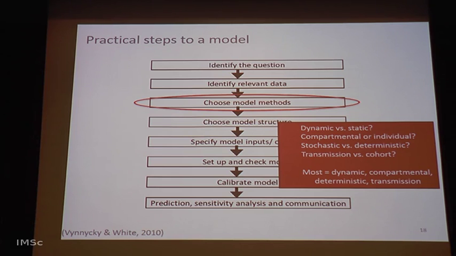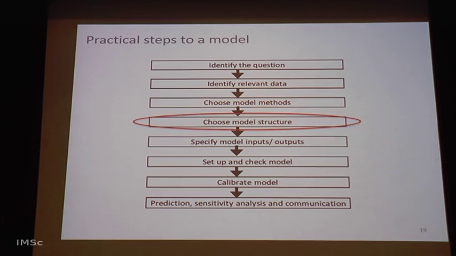Okay, so you've thought of your question, you've thought of the data that you're going to use, you've thought of the kind of model that you're going to build. So now you have to think about model structure. This is where it comes down to what your individual disease is. And a quote that's often attributed to Einstein, but has also been attributed to many different people on the web, is that your model structure should be as simple as possible and no simpler.